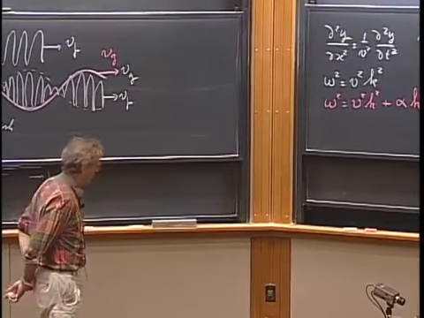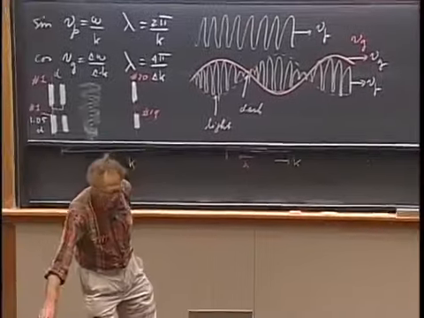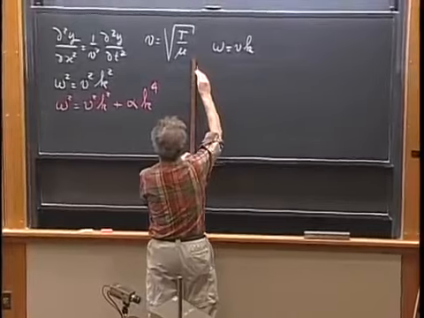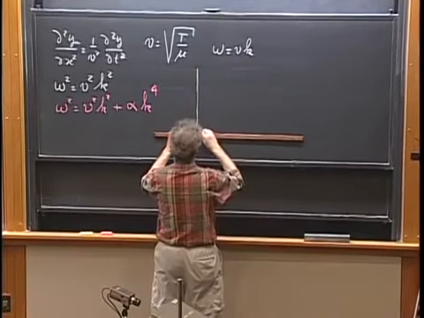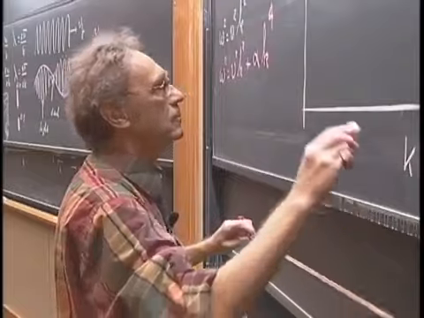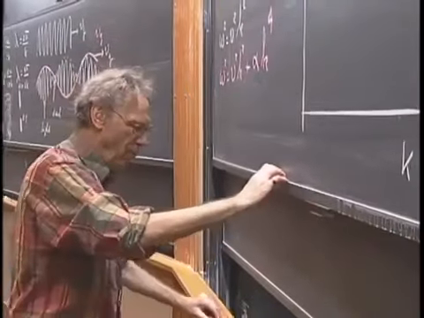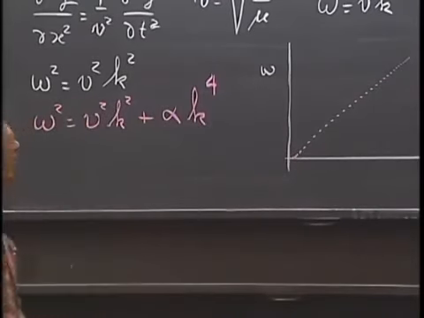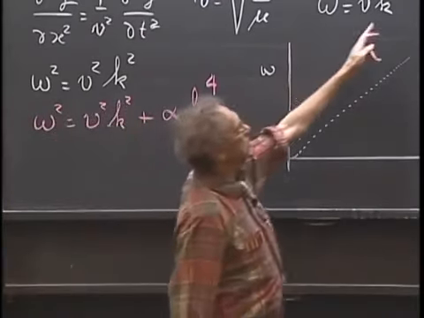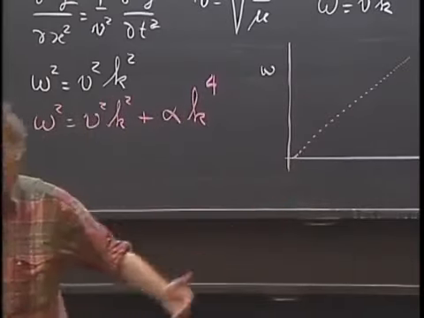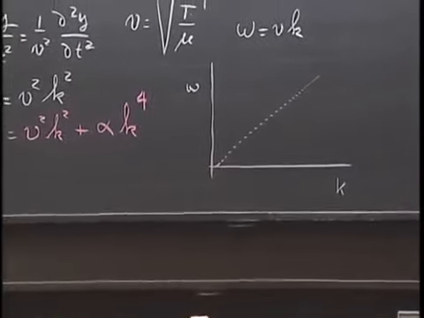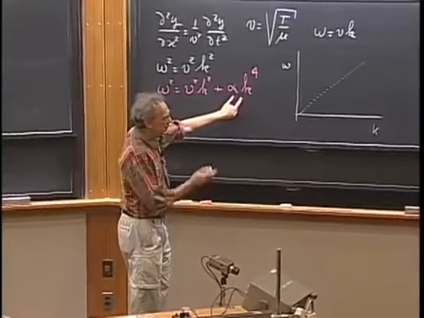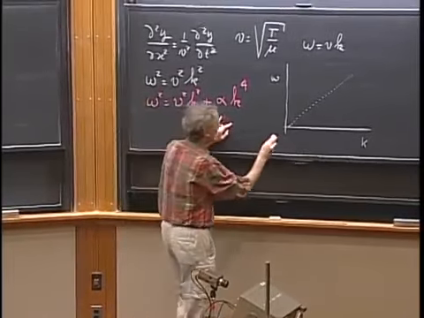I can make for you an omega-k diagram. So let's have here omega, and let's have here k. What we had before, when we only took the tension into account, we had this. Omega is linear in k. And that slope is the phase velocity. It's also the group velocity. All wavelengths have the same speed. But now, because of this term, it's going to curve up, because alpha is positive. So now you're going to get this.